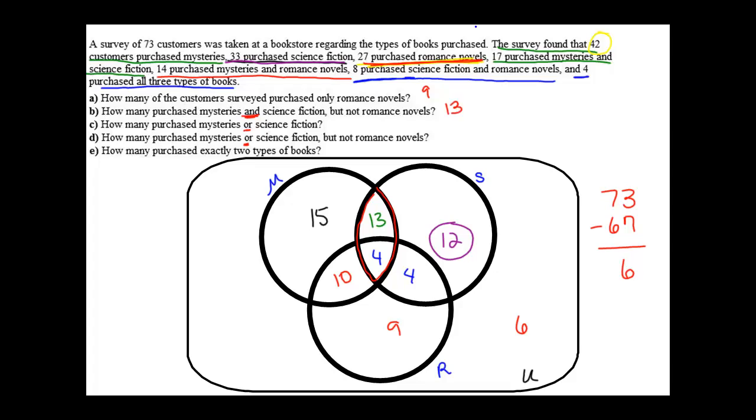How many purchased mysteries or science fiction? Now, or is the same thing as the union of those two sets, and and corresponds with intersection, and or corresponds with union. So how many purchased mysteries or science fiction would be the union of these two sets. All of the people contained in those sets, we need to take the sum of those. So 15 plus 13 plus 12 plus 10 plus 4 plus 4 would give you 58.